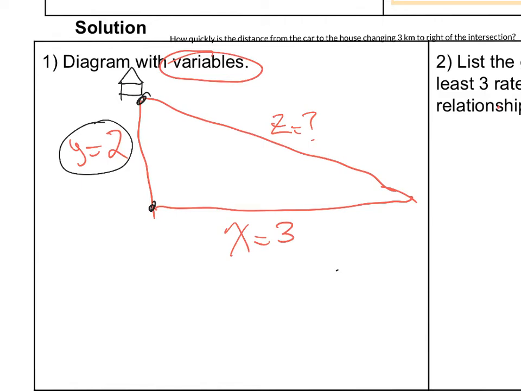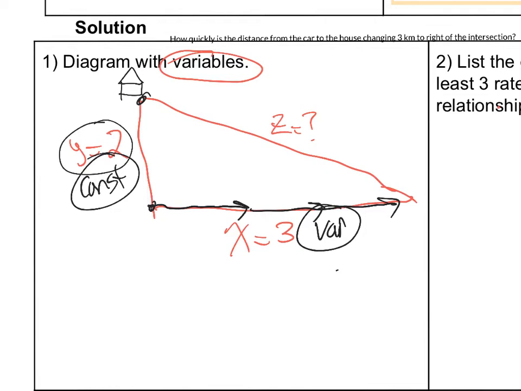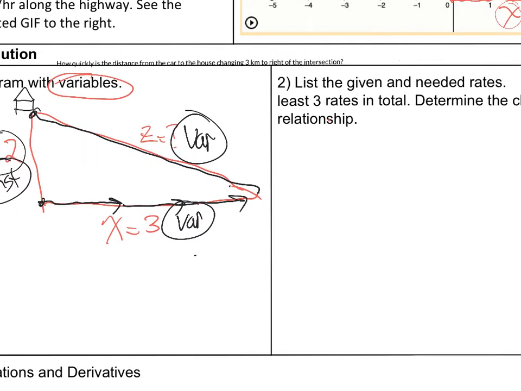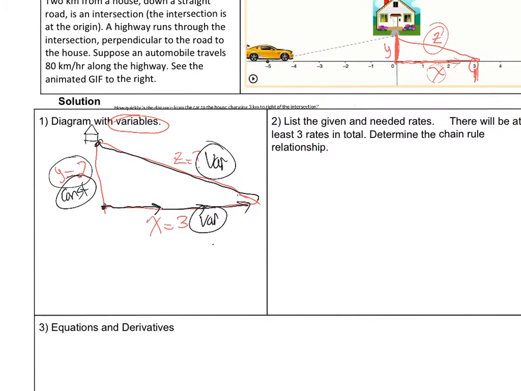That's the house. So that distance never changes. That is constant. It never changes. This x equals 3. That's the distance of the car from the intersection. That's always changing. That is variable. And this z, this distance from here to here, that's also variable. It's always changing as well. So that's variable. That's important to be able to do. Okay, so now let's go through and look at our rates. So what's our goal rate?